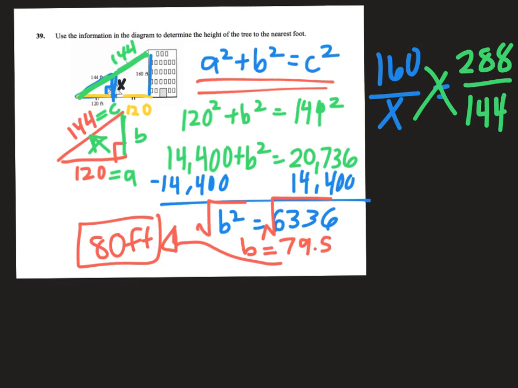Now what I notice here is that right now we have 288 and 144. Well, half of 288 is 144. So half of 160 would be 80, which is what we found using the Pythagorean theorem. If you like the Pythagorean theorem, use that one. If you like fractions, do that. It's totally up to you. Either way will work.